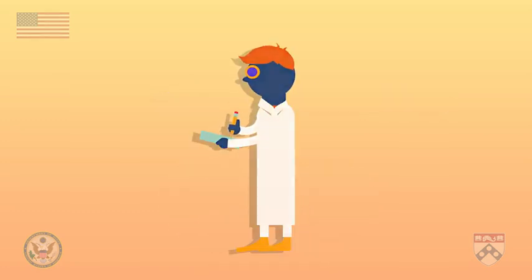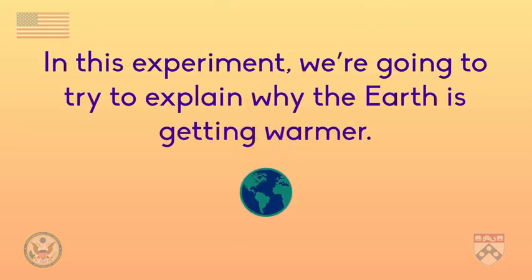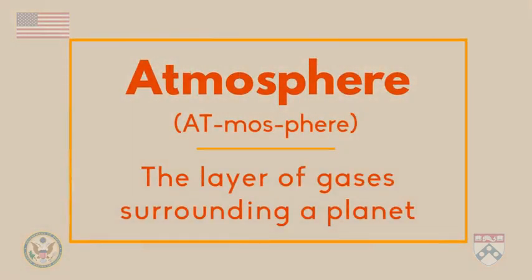In this experiment, we're going to try to explain why the Earth is getting warmer. In our experiment, we will observe two jars. Each jar will represent a different model of the Earth's atmosphere. An atmosphere, as we remember from an earlier video, is defined as the layer of gases surrounding a planet. In our course, we are talking about the atmosphere around the planet Earth.